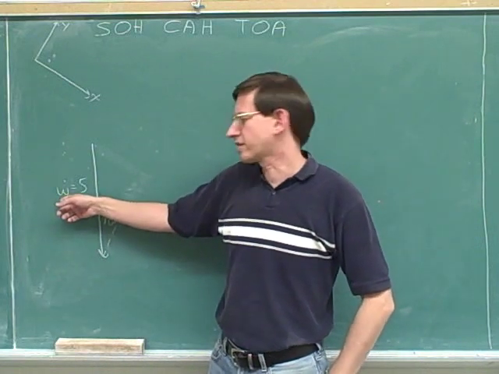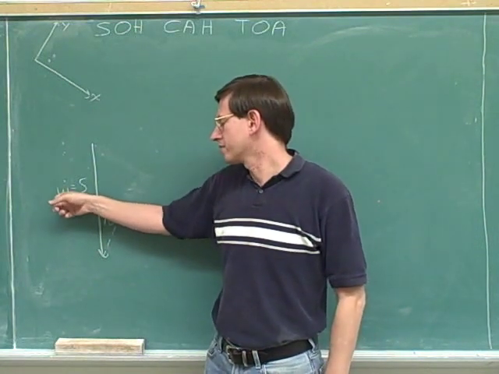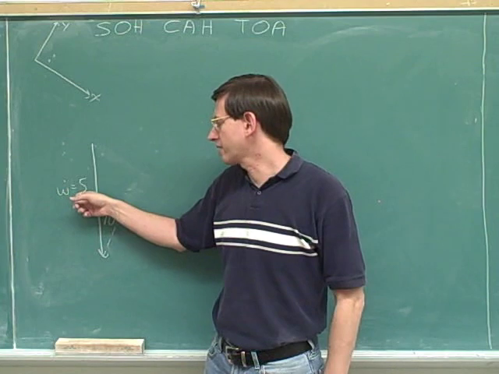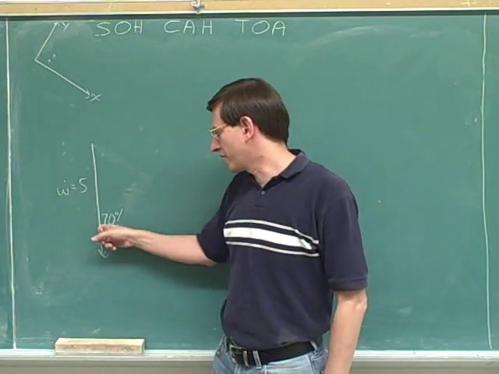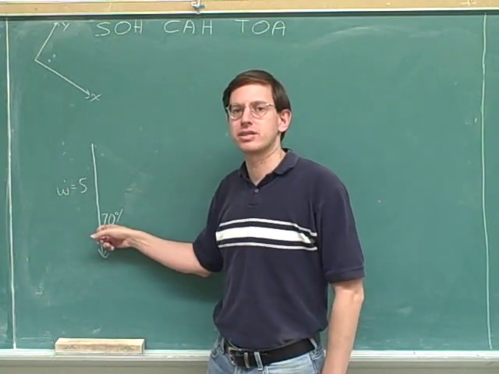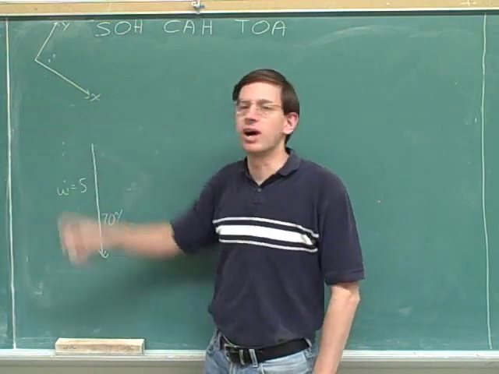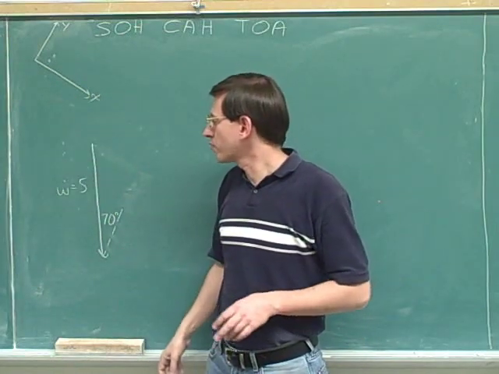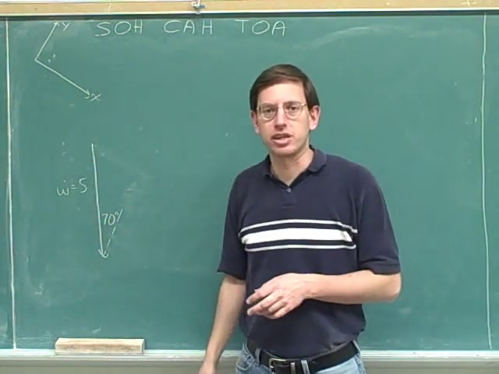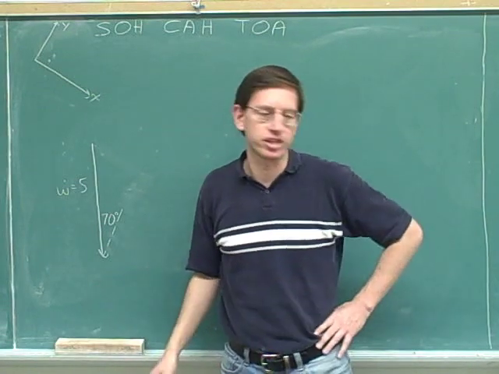Here we have an overall vector of length 5. The overall vector is w. It has a length of 5. And you can see it's forming an angle here of 70 degrees. And here's our x and y axes. Please try to break this overall vector into x and y components. Pause the video and give that a shot.